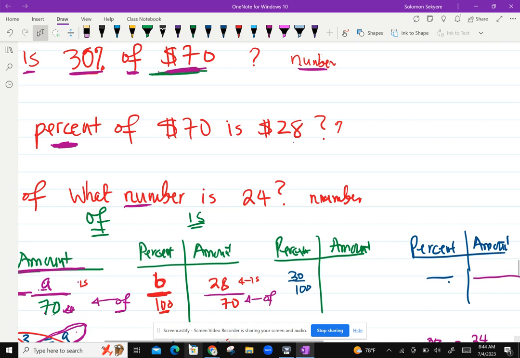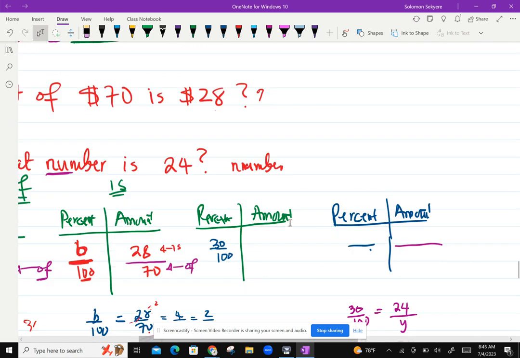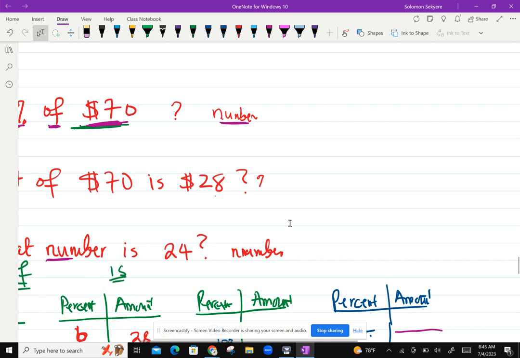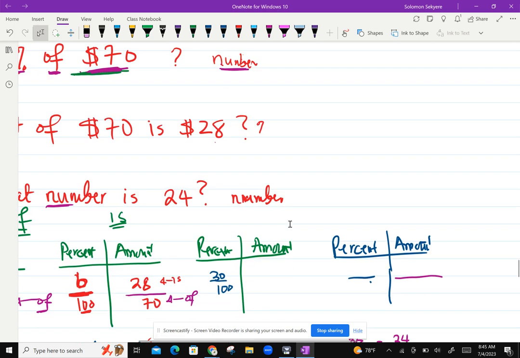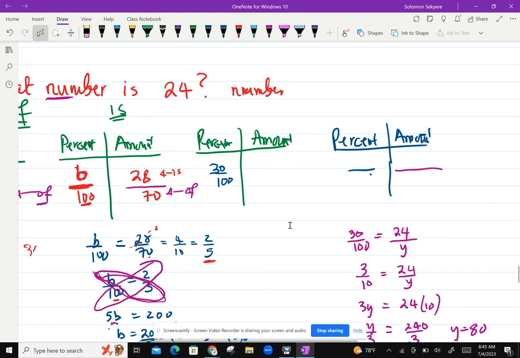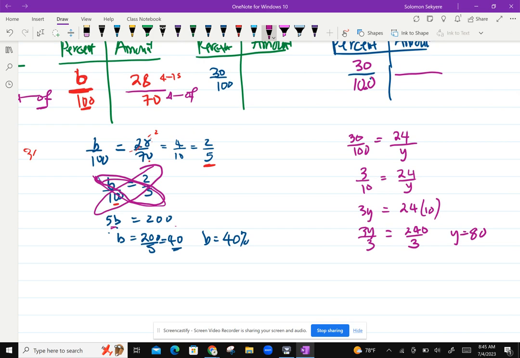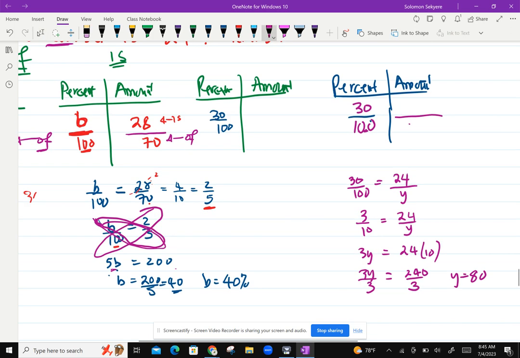Okay, 30% of what number is 24? Can you pause, set up a table, see what is missing, and then choose a variable. 30% of, so we've been given what? 30%. So we've been given this side, 30%. So it is 30 over 100, 30 over 100 of what number? So we are missing that. Is is given, 24.